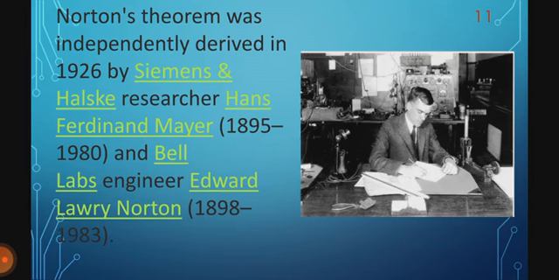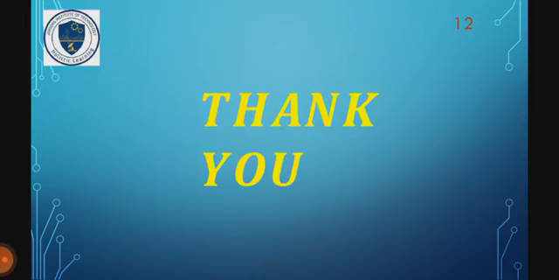And here are the scientists who developed this theorem in their respective generations: Simons and Hall in 1926, and Ferdinand Mayer, 1895 to 1980, and Bell Labs engineer Edward Norton, who found Norton's theorem, from 1898 to 1983. After his death, this theorem is known as Norton's theorem.